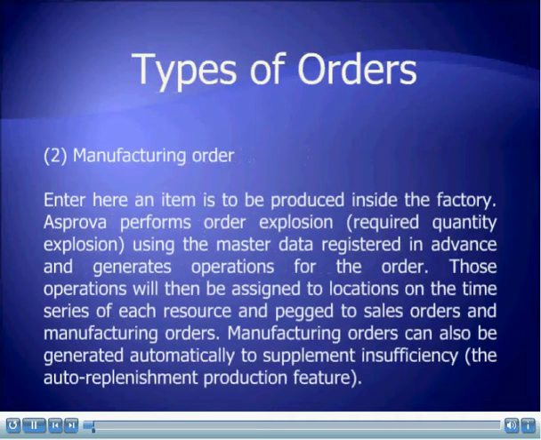2. Manufacturing order. Enter here an item to be produced inside the factory. Asprova performs order explosion using the master data registered in advance and generates operations for the order. Those operations will then be assigned to locations on the time series of each resource and peg the sales orders and manufacturing orders. Manufacturing orders can also be generated automatically to supplement insufficiency using the auto-replenishment production feature.